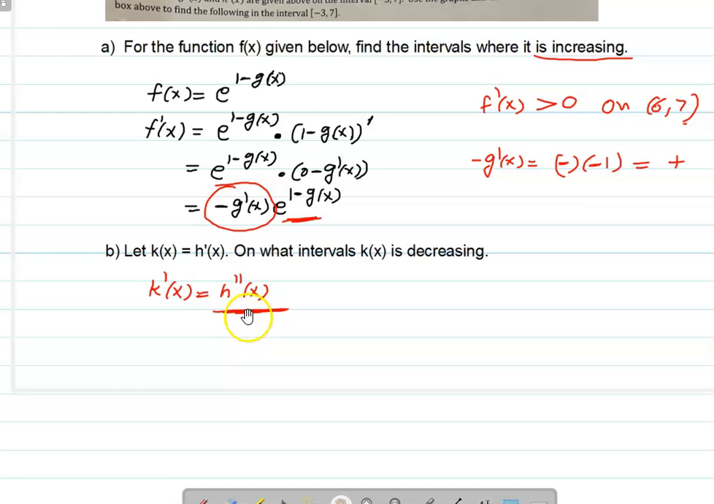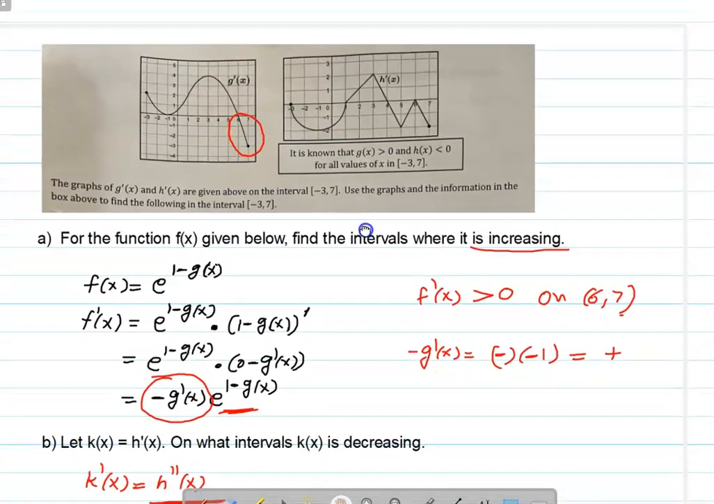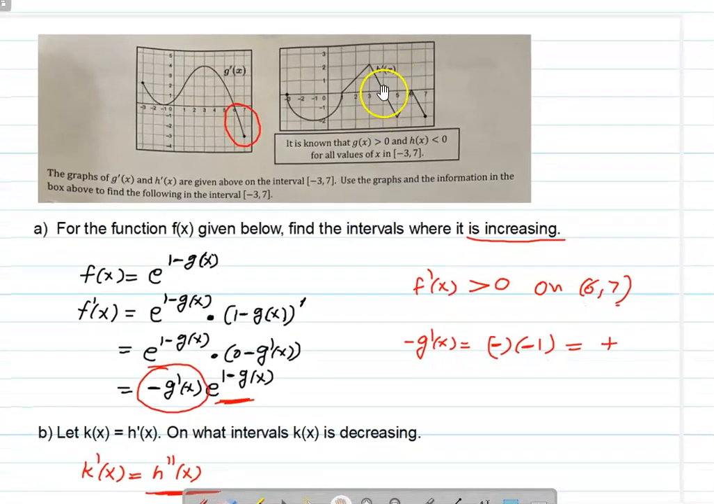The value of h double prime x would be negative when its slope is negative. So we just need to look at the slope of h prime x. We need to know where the slope is negative. And we know that the slope of a decreasing function is negative. It is decreasing on this part from -3 to 1. Then it's increasing from 1 to 3. It's again increasing. Then it's decreasing from 3 to 5 along this line. And again it is decreasing from 6 to 7.